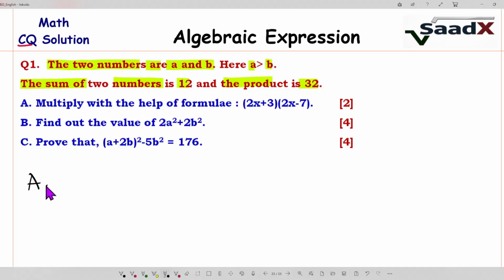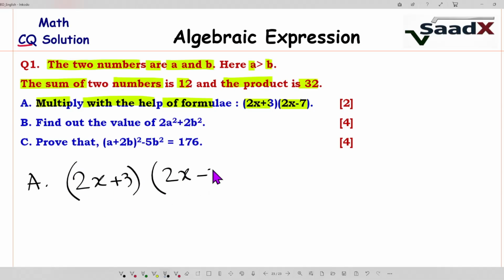It means number A, multiply with the help of formula: 2x plus 3 times 2x minus 7. We will try to solve every question step by step. So let's get started. Here, 2x plus 3 times 2x minus 7, and we have to multiply this using the formula.